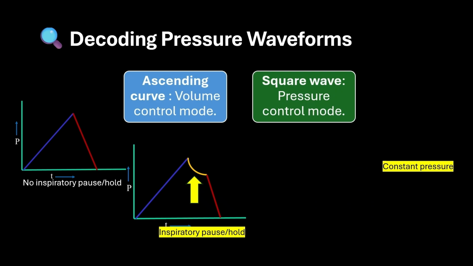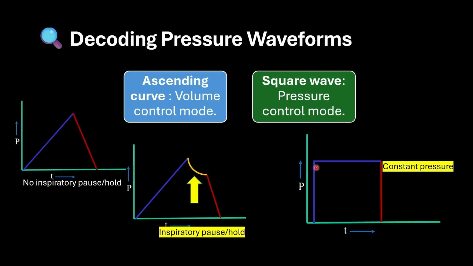In pressure control mode, the pressure time scalar changes to a square wave like this. It becomes a completely square wave because of constant pressure. You can see that in the whole inspiratory phase the pressure is constant. This is the signature of pressure control mode.